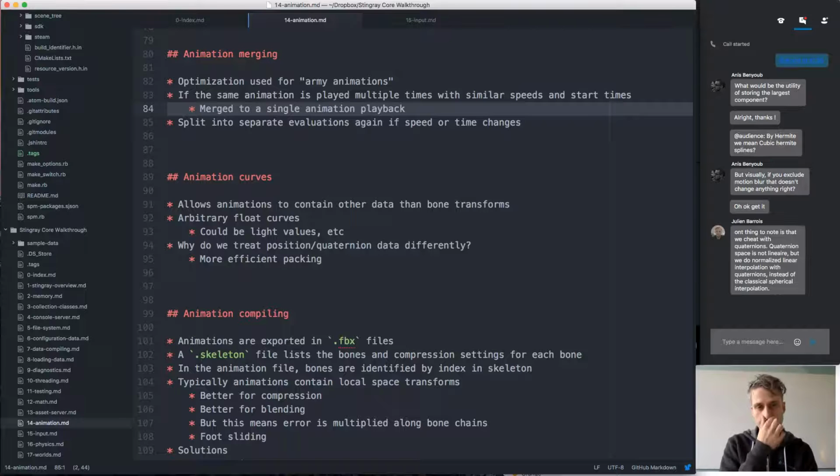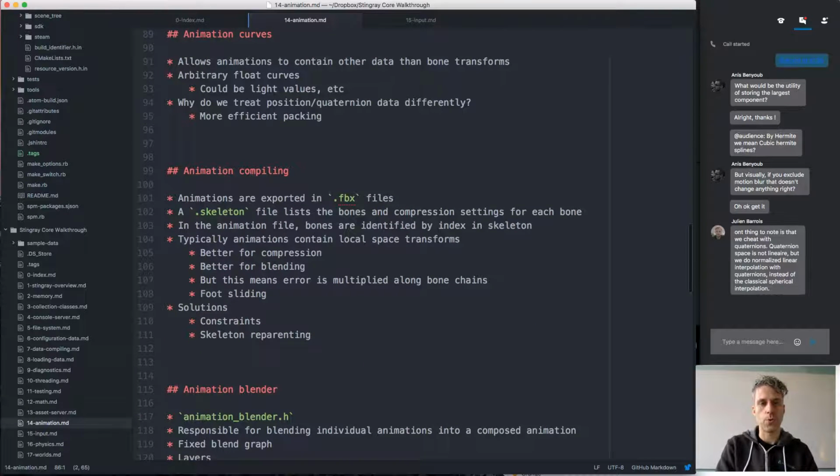And the animation player tries to do this automatically by finding animations that are similar enough, and it will try to merge them. And if for some reason they stop being similar, like one of them changes the speed or one of them jumps in time or something like that, then they will be split into separate evaluations again, instead of being evaluated together.